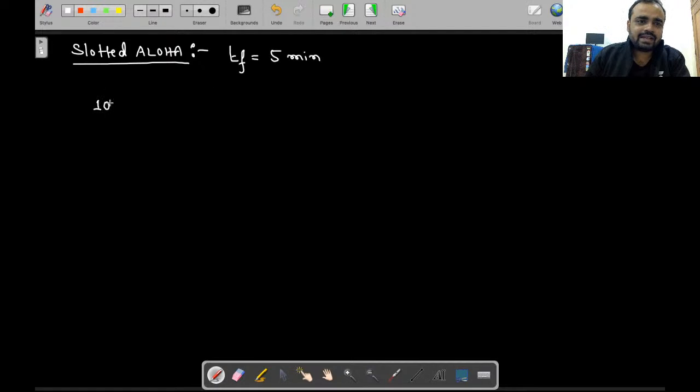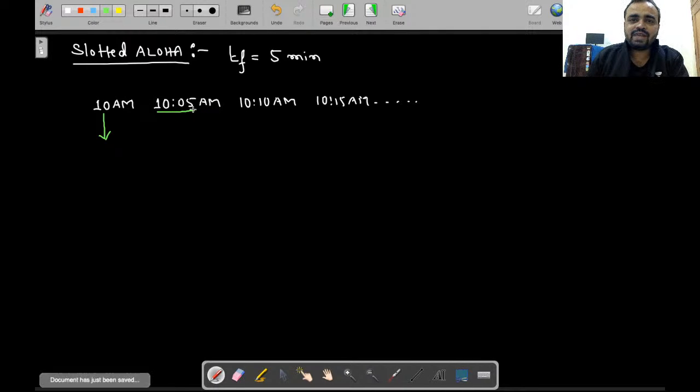Suppose at 10 a.m. I have divided the entire time into slots: 10:00 a.m., 10:05 a.m., 10:10 a.m., 10:15 a.m., in this way. So if any node wants to transmit its data frame, it has to transmit at 10 a.m. If it missed transmitting at 10 a.m., then the next time slot is 10:05 a.m. Are you getting my point or not? It means no node can transmit its data frame at 10:03 a.m.